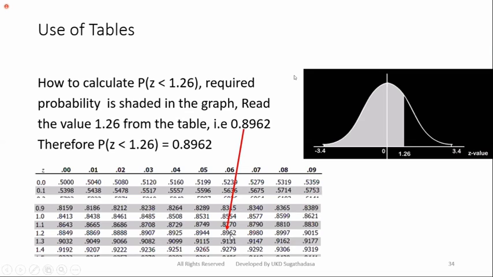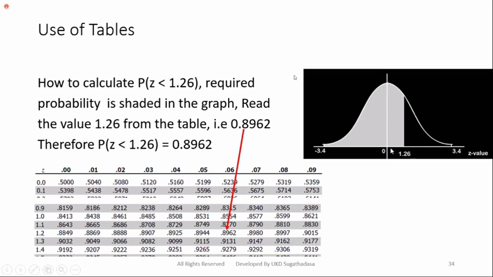Now see the point value 0.8962. This is how you can read the value: 0.8962. Every time, remember, when it says less than 1.26, just read the table, because the table shows the left-hand area every time. Now the left-hand area is 0.89. In the earlier example, 2.2, we get a higher value than this.